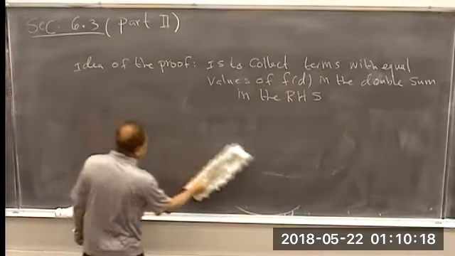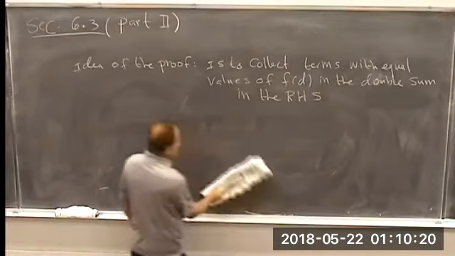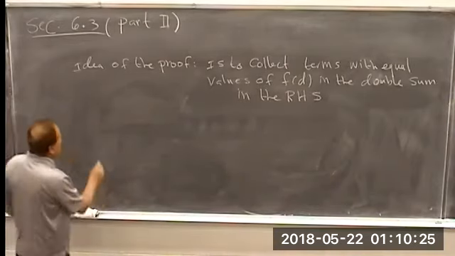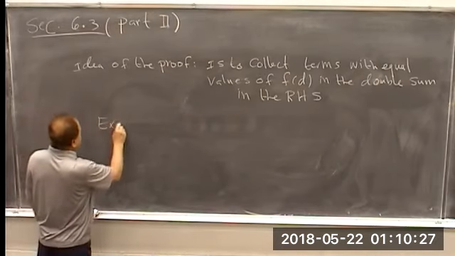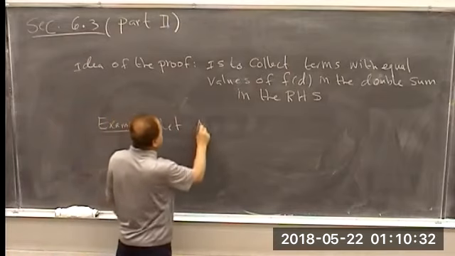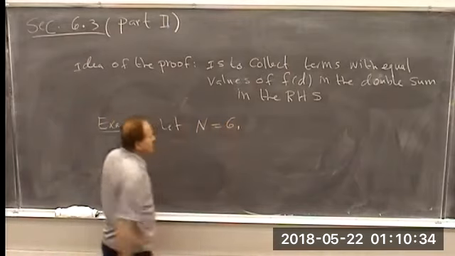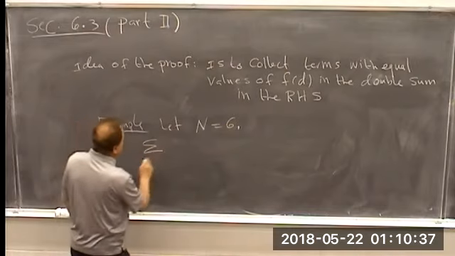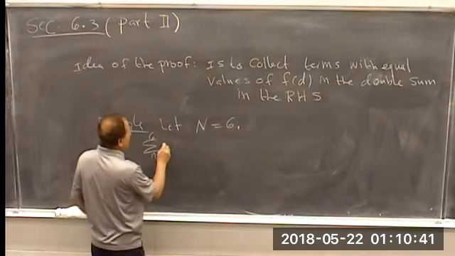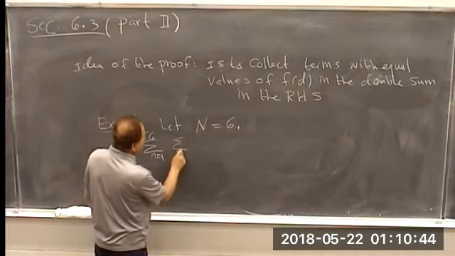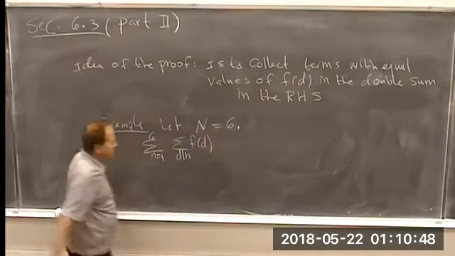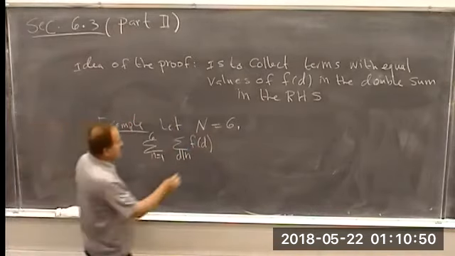So let's take n equals 6. Before we proceed to the formal proof, let's look at an example. With n equals 6, we want to look at the sum over n equals 1 to 6 of the summation over d dividing n of f of d.